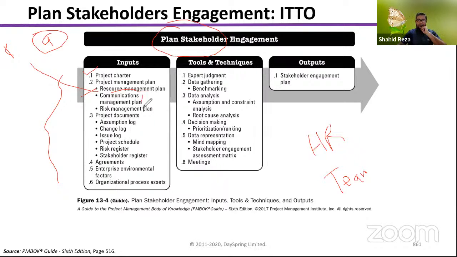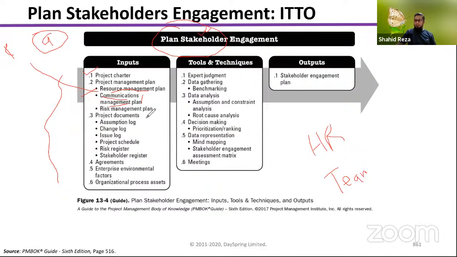Then the communications management plan. We will talk about this in chapter number 10, project communication management. So what does the communication management plan consist of? Mainly when, who, how, in which format, and at which frequency we will communicate with the stakeholders. That is planned in the communication management plan. So the stakeholder engagement plan and the communication management plan go hand in hand. We have to do them together because we are communicating with whom? The stakeholders. So these two plans will work closely with each other.